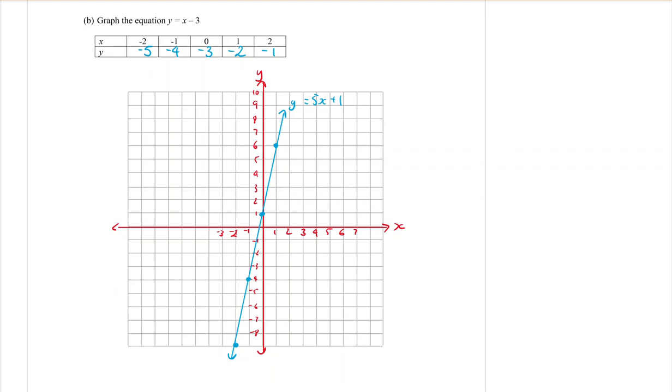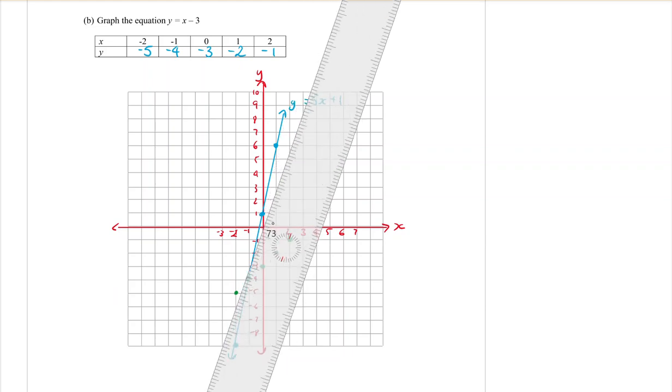How are you going? I know I might be going a little bit fast here. Have you drawn the first one? Maybe. Second one, -2 down to -5, -1, -4, 0, -3, 1, -2, and 2, -1. Is that all we have to do? That's all we're doing.